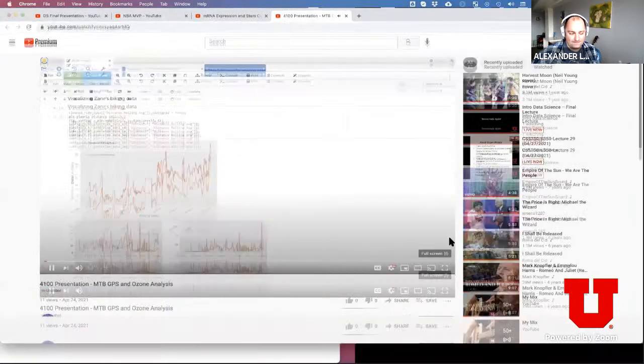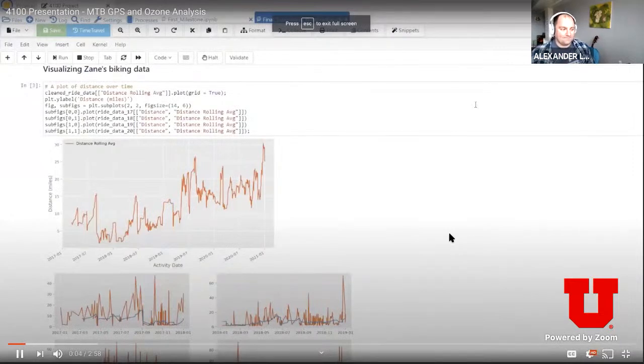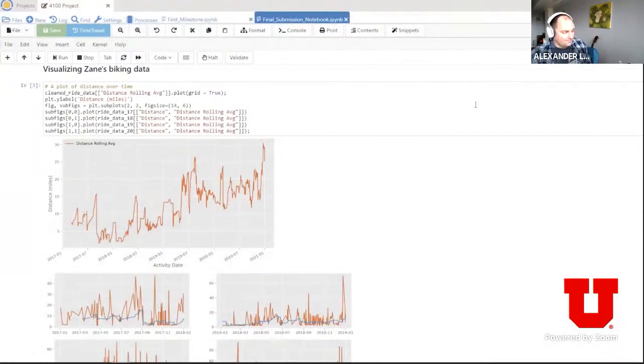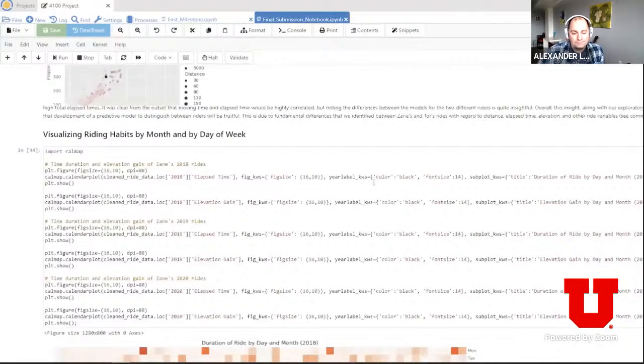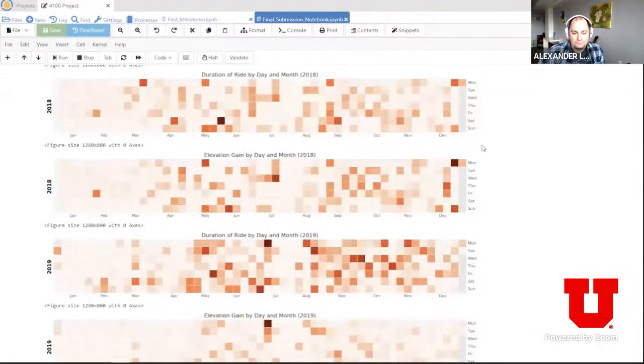For our project, we did a comparison of my mountain biking data with one of my friend's mountain biking data that we both recorded using GPS of all our rides, as well as looking at our ozone exposure during our rides. We made these line plots showing rolling averages of the distance, elevation gain, and duration of both of our rides. We also made calendar plots that show the duration and elevation gain of our rides by day of the week and time of the year, so you can see what days of the week we're most likely to ride and seasonally when we're most likely to ride.